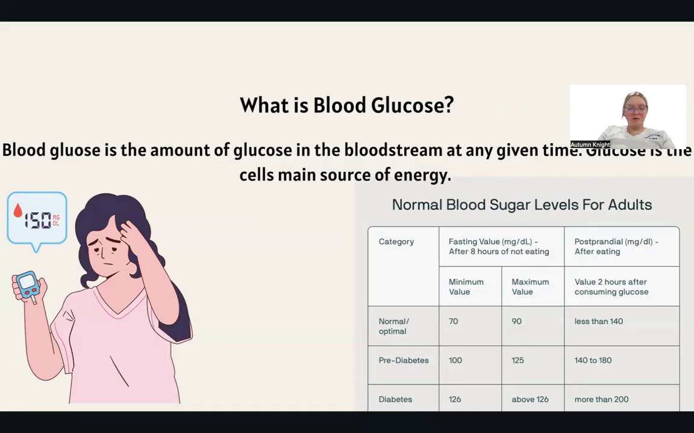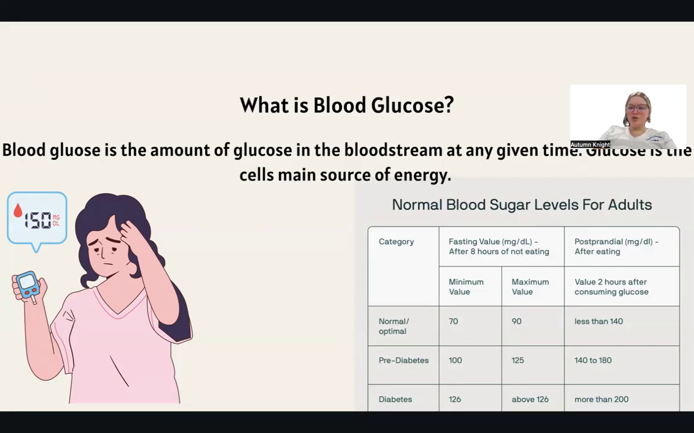When there is an excess buildup of glucose in the bloodstream, this is called hyperglycemia, which in comparison, hypoglycemia is low blood glucose. Blood glucose ranges vary depending on whether you're fasting or have already eaten. So, a normal or optimal blood glucose range is between 70 to 90. And then prediabetes can be indicated between 100 to 125. And then anything above 126 on two separate occasions can indicate diabetes.